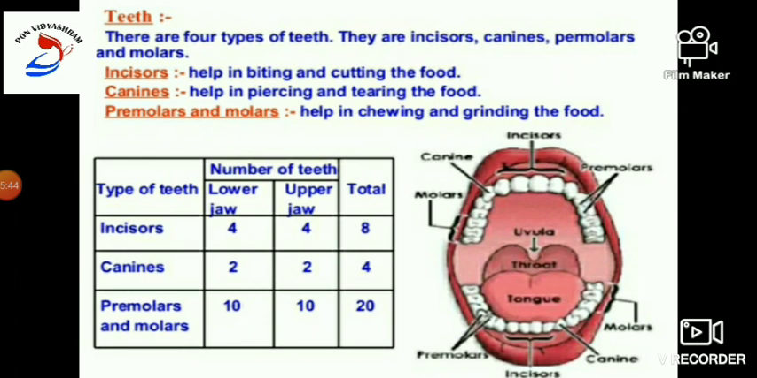Now, let us see about the teeth. In humans, teeth grow twice in their lifetime. The first set of 20 teeth appears by the age of 2 years. These teeth are called milk teeth.